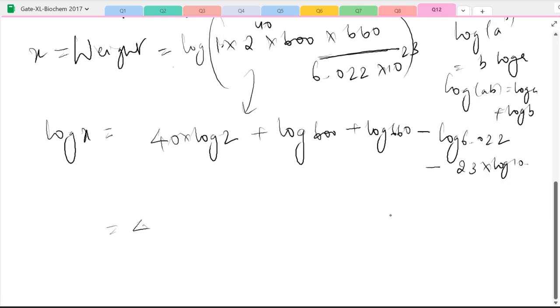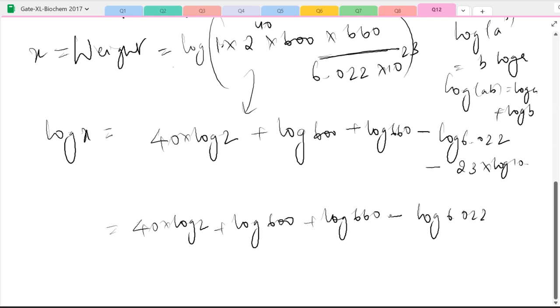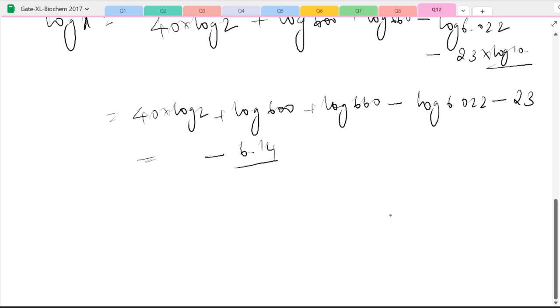So here you will have 40 into log 2 plus log 600 plus log 660 minus log 6.022 minus 23. Because log 10 is 1. So if you calculate all this, you will get the answer to be minus 6.14. Okay. However, now you need to get x, which is the weight. So x is equal to 10 power minus 6.14 grams.